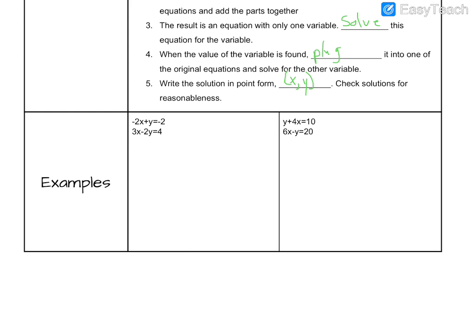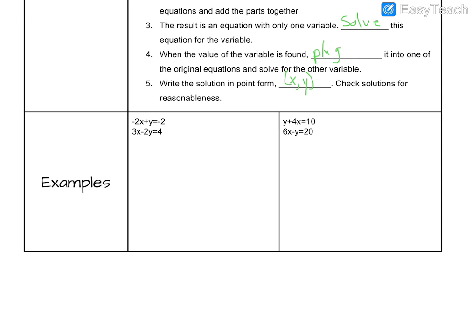Alright, so in our first example, we have negative 2x plus y equals negative 2, and 3x minus 2y is equal to 4. So we first want to check to see if we're all lined up. So here I have x's, here I have y's, here I have constants. So we are good on that first step. So we need to look and see if anything will cancel out. Do we have any of the same numbers with opposite signs? So we have a negative 2 and a 3. That's not going to cancel. We have a 1 and a negative 2. That won't cancel.